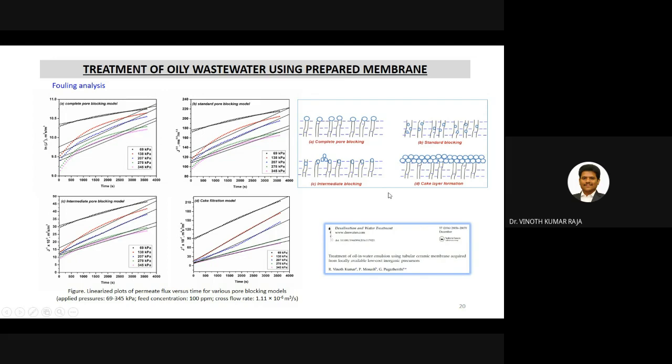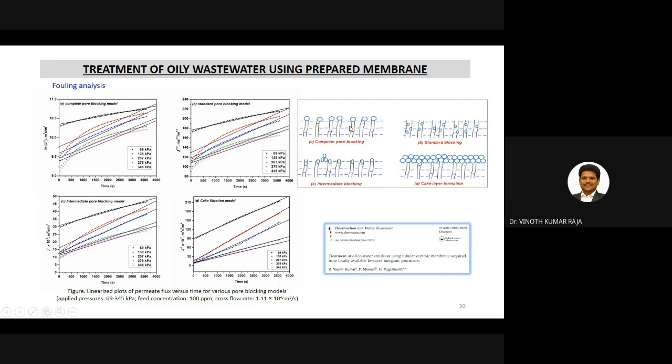The complete pore blocking takes place when the size of the solid particle is bigger than the pore size of the membrane. So it causes pore blocking on the surface of the membrane. In this complete pore blocking model, the blocking is on the surface of the membrane and does not occur inside the pores of the membrane. You can see this figure; it's clearly understandable.